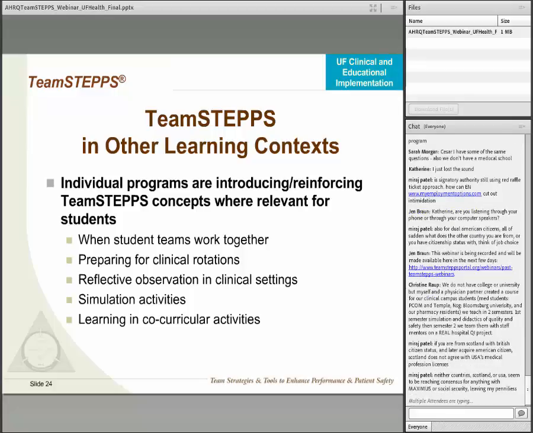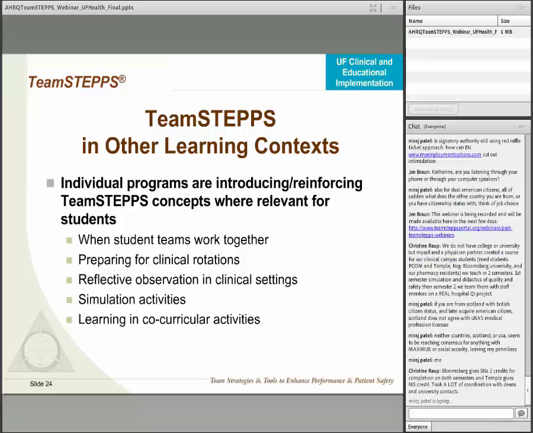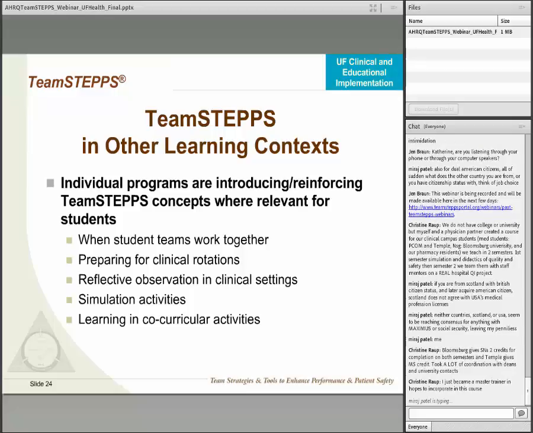I had the pleasure last week, our OT and PT students are starting to run an interprofessional clinic for the underserved here in the Gainesville area. Due to the fact that some of the faculty from occupational therapy and physical therapy had attended the master training, they asked me to come and do an introductory session around TeamSTEPPS in the communication module for these students in the student-run clinic last week, and we'll be doing additional TeamSTEPPS training with the students as they move forward with their work. So you can begin to think about how to introduce TeamSTEPPS, and I'm sure many of you have already started doing it in your co-curricular activities as well.